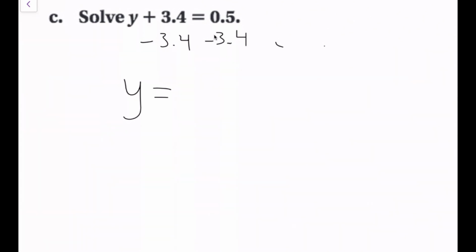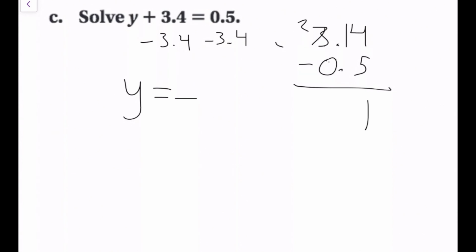So I know my answer is going to be the sign of 3.4, which is negative. So I know I have a negative answer. And then since the signs are different, I just subtract these. So I'm going to do 3.4 minus 0.5. And then I can't do 4 minus 5, so I'll borrow. So I get 14 minus 5, which is 9, and then bring down the decimal, then bring down the 2.